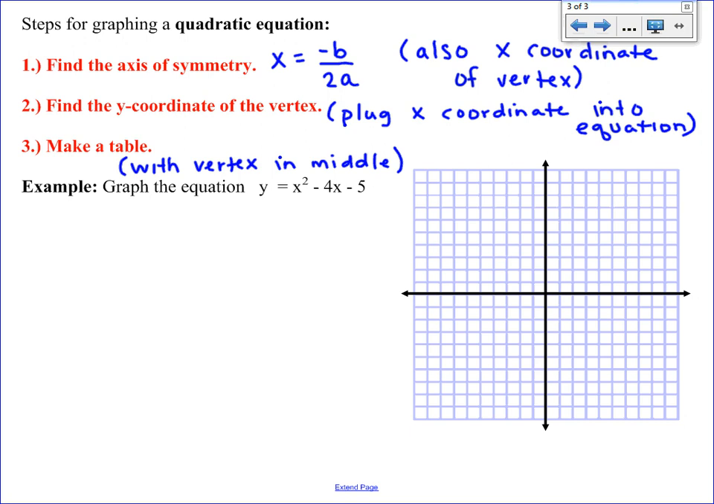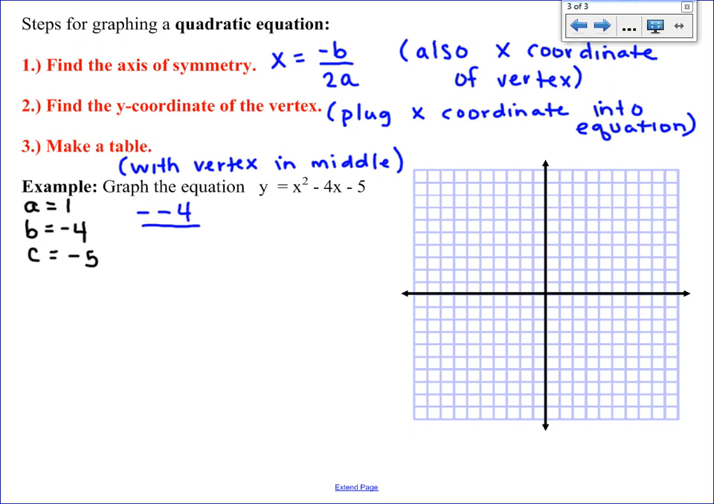Look at the equation that we're given and note that it is in standard form. So if you want to think about your ABCs here, the value of A would be 1, the value of B is -4, and the value of C is -5. The first thing we want to do is find the x coordinate of the vertex, or the axis of symmetry, by plugging into our formula.